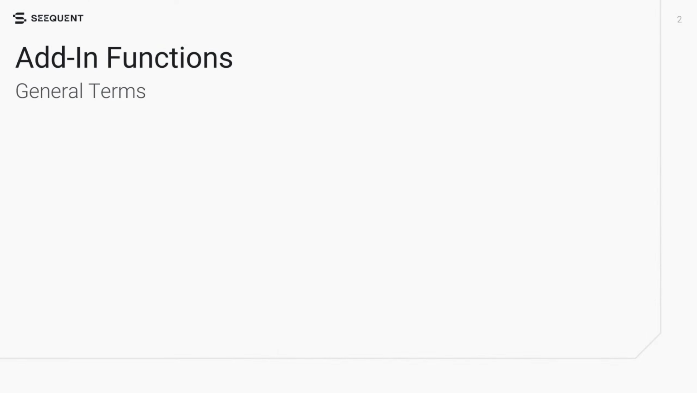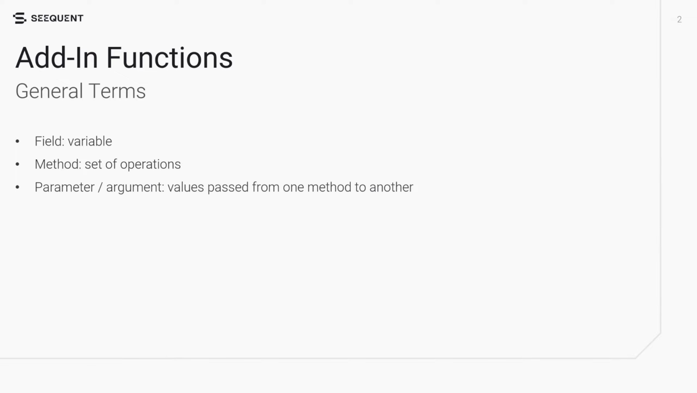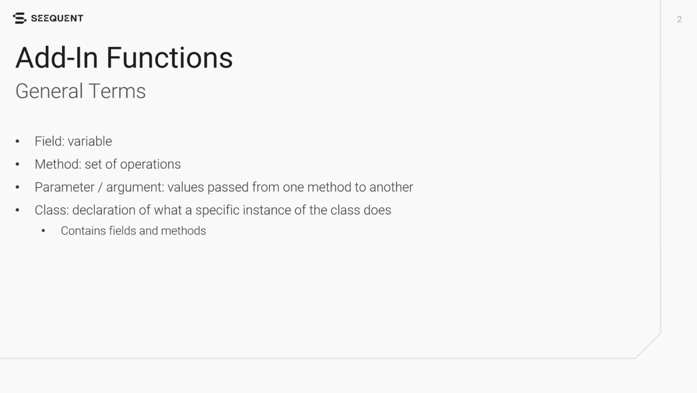Let's start by reviewing a few terms related to the development of computer programs. In computer programming, a field is a variable. A method is a set of operations that fulfill a particular objective. A parameter, or an argument, is a value passed between methods. The method passing the value is referred to as the calling method. A class is a declaration of what a specific instance of the class can do. A class has both properties and behaviors which are defined by the included field and methods.